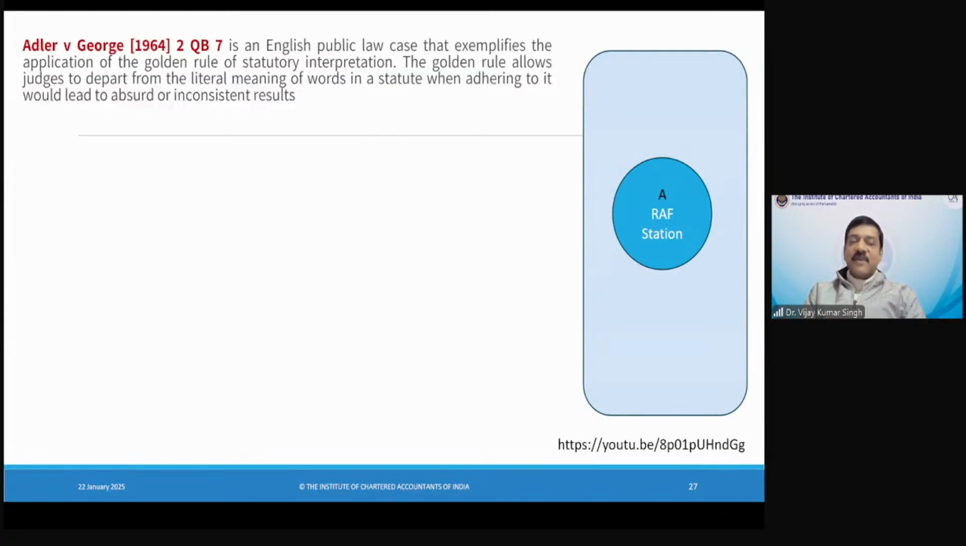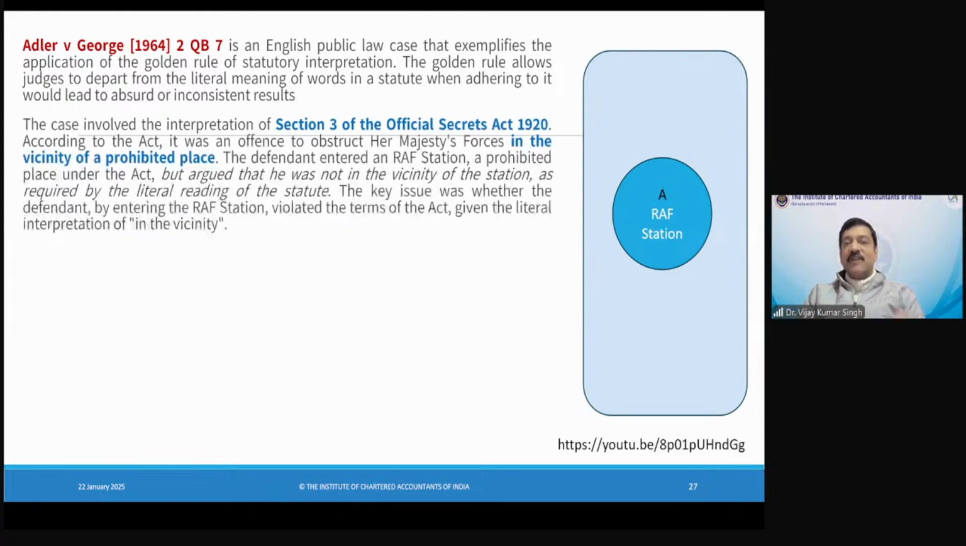This is the famous case of Adler versus George. It is an English public law case that exemplifies the application of the golden rule of statutory interpretation. The golden rule allows judges to depart from the literal meaning of the words in a statute when adhering to it would lead to absurd or inconsistent results. This case involved interpretation of Section 3 of the Official Secrets Act of 1920.